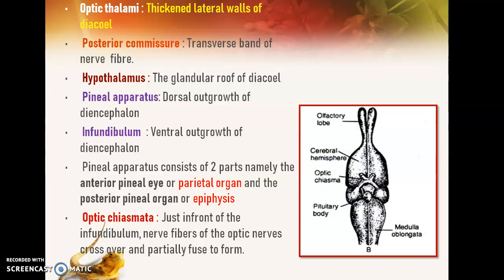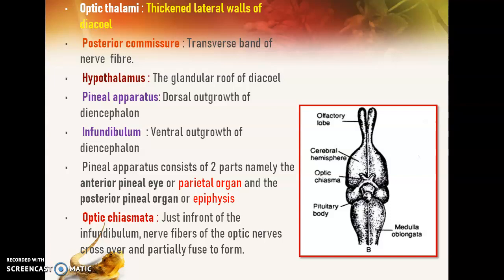And this pineal apparatus consists of two parts, namely the anterior pineal eye or parietal organ, and the posterior pineal organ or epiphysis.